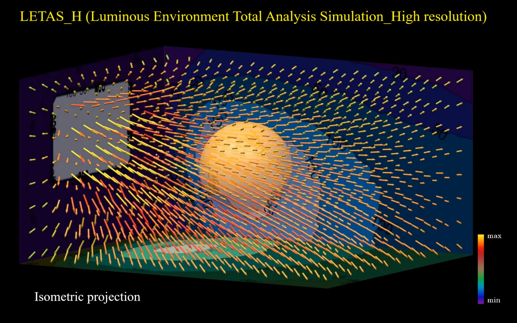Finally, a high-resolution version of the LETAS is called LETAS H. This is the luminous environment with daylight from a south-facing window at 10 o'clock on the vernal equinox under the CIE standard general sky. At first glance, this may seem like too much information, but since it is expected that we will be examining the 3D simulation space from various viewpoints in the future, the necessary lighting elements are emphasized depending on the viewpoint.